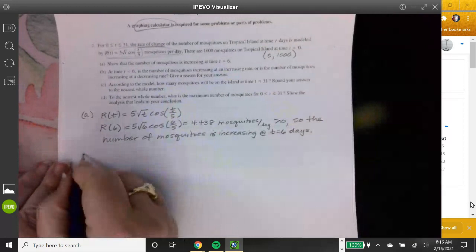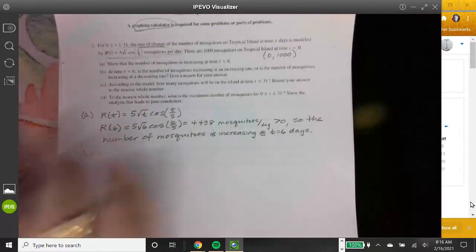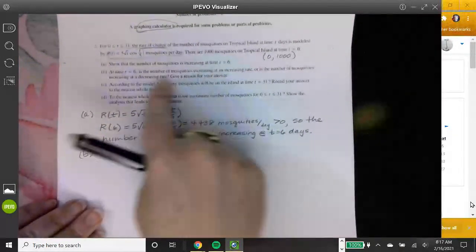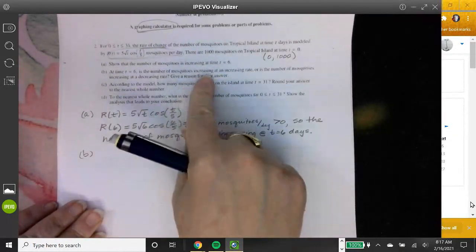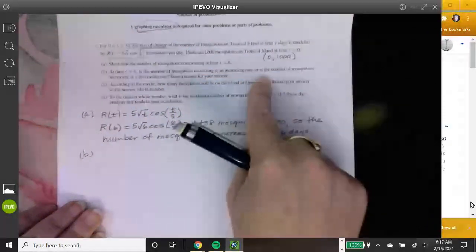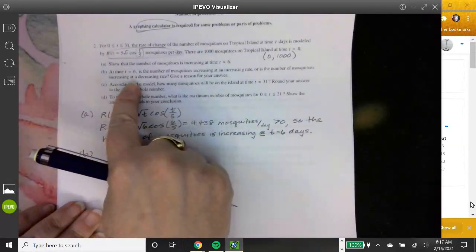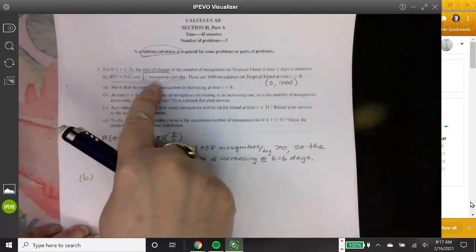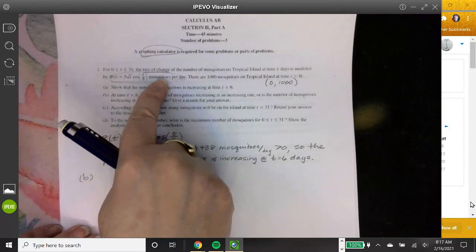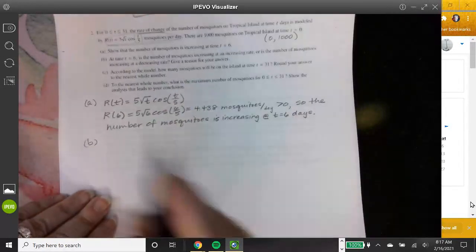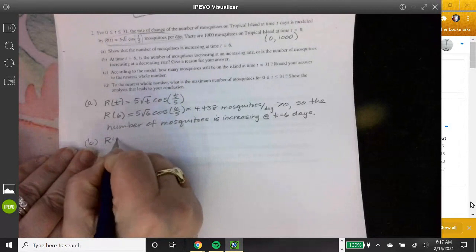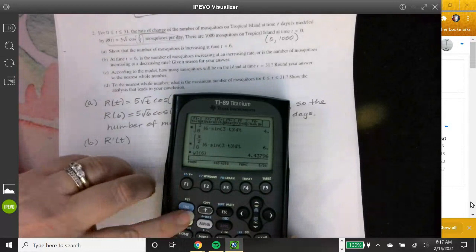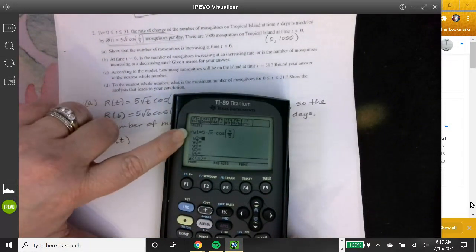All right, so part B says, at time t equals 6, is the number of mosquitoes increasing at an increasing rate, or is the number of mosquitoes increasing at a decreasing rate? Give a reason for your answer. So they want to know how this mosquitoes per day number is changing with respect to time. So we need R prime of t. All right, now how do we find R prime of t? Well, where did I put R? I put R in y1.